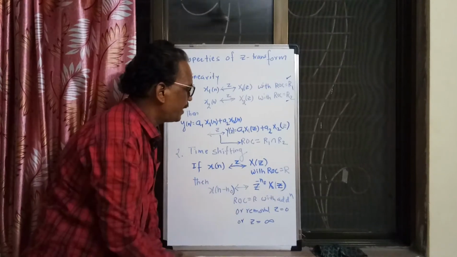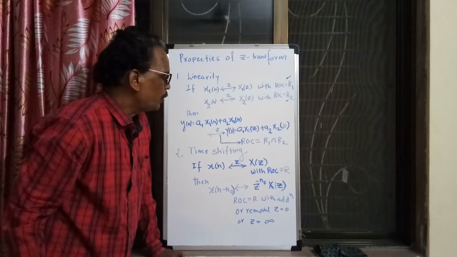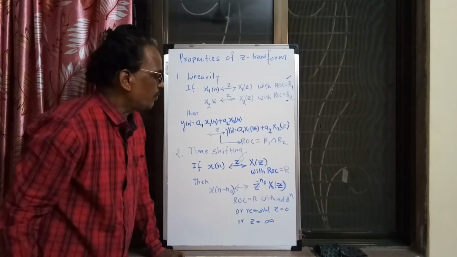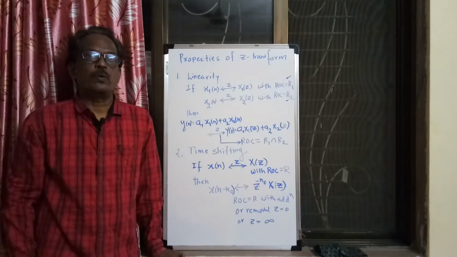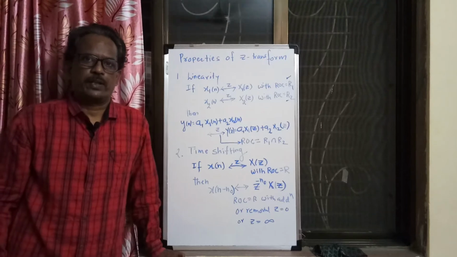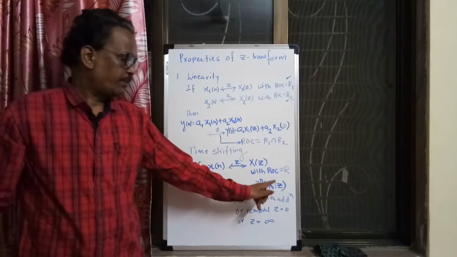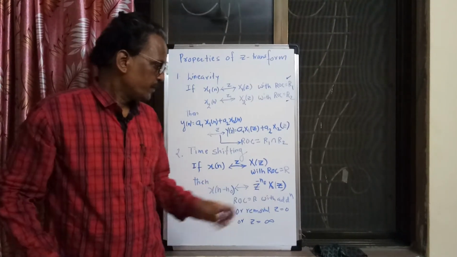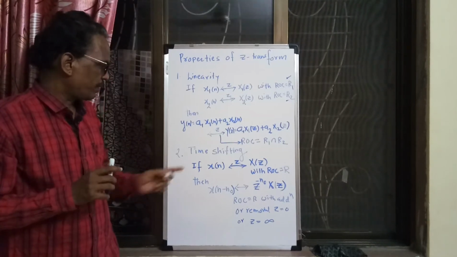That is why I am saying ROC equal to R with addition or removal of z equal to 0 or z equal to infinity. Sometimes it may not be required to add or delete z equal to 0 or z equal to infinity. ROC may be the same if X of z is cancelling this term. So we have seen the linearity property, and also we have seen the time shifting property.